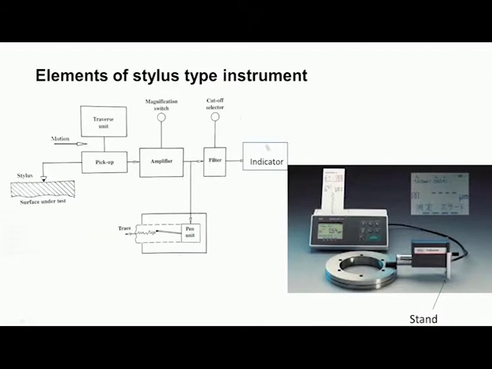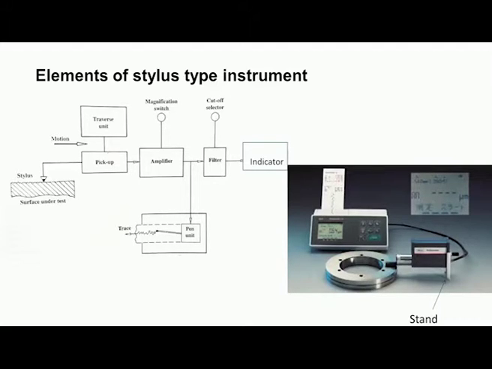Now, what are the various elements of a stylus type instrument? You can see here this is the surface under question, which is to be measured, and then we have a stylus here, a diamond point, and then we have a pickup here. The details of the pickup we will study after some time, and there is a traverse unit, or in other words a drive unit. This stylus should be made to move on the surface at a predefined speed. So, we need to have a driving unit.